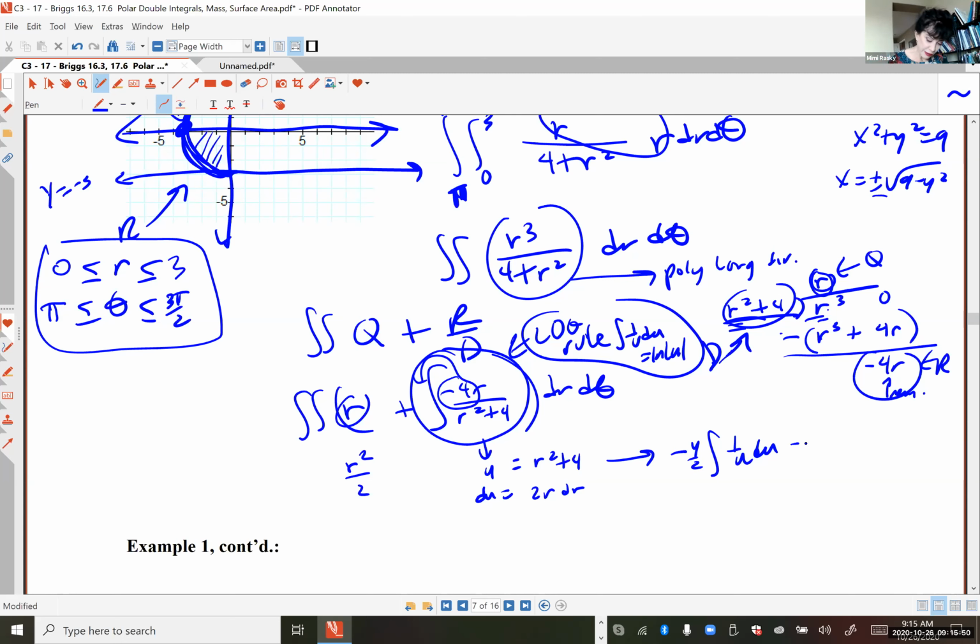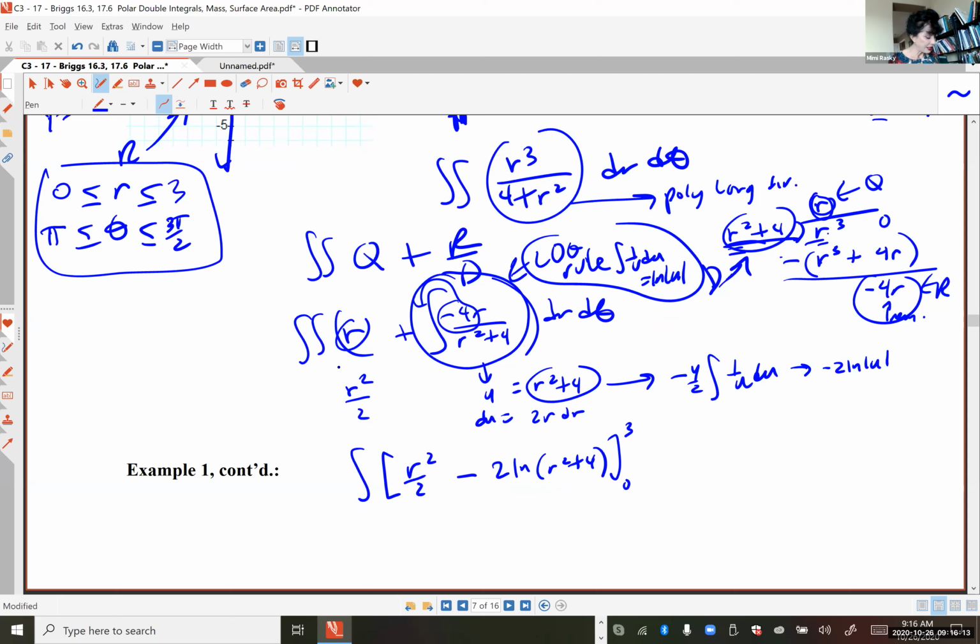And so this is going to give me negative 2 ln of u, and then when I put my u back in, it'll be that. So what I'll have for my antiderivative is r squared over 2 minus 2 ln of r squared plus 4, which is always positive, so we can drop the absolute value. And you're going to evaluate this between 0 and 3. So it's not going to be like nice numbers.